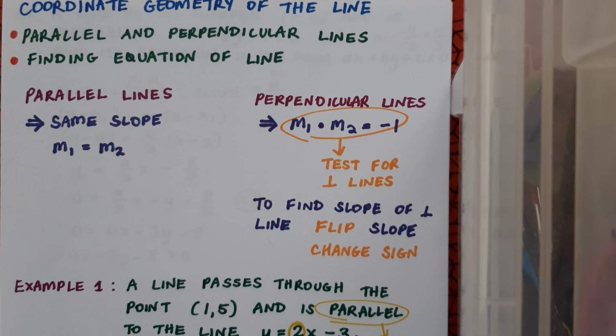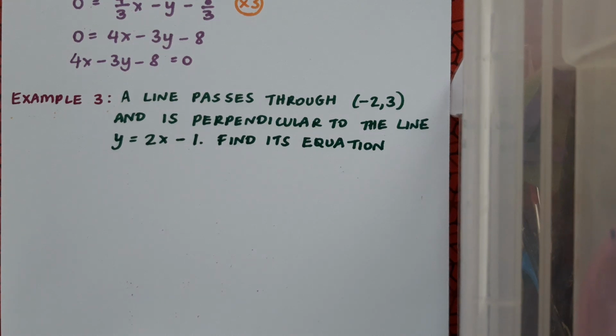So let's look at an example now. So here's our example. A line passes through minus 2, 3 and is perpendicular to the line y equals 2x minus 1. Find its equation. Okay, so again, I'm looking for the equation of a line. If I want the equation of a line, I need the point, or a point it travels through, and its slope. So I'll see what information the question gives me about this.